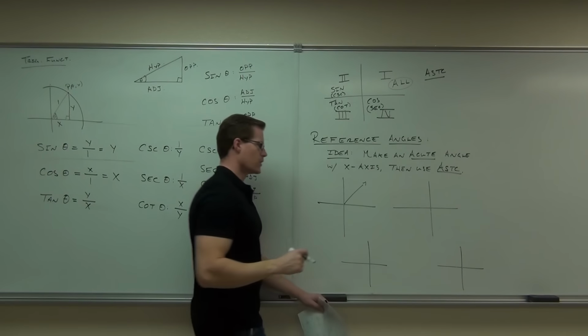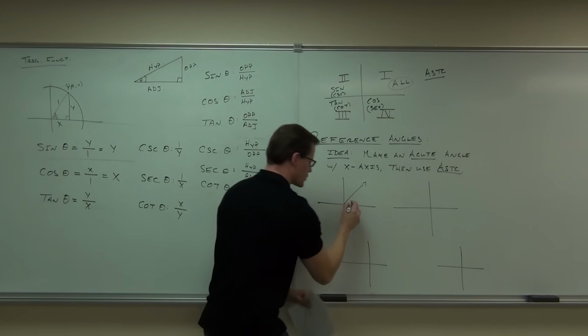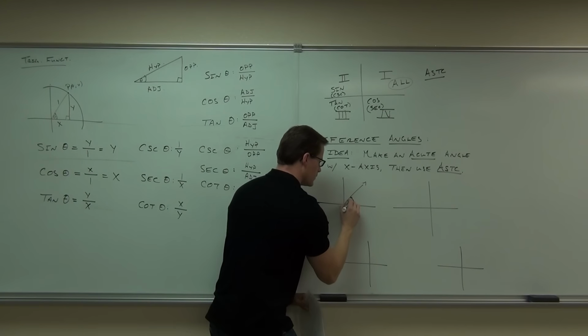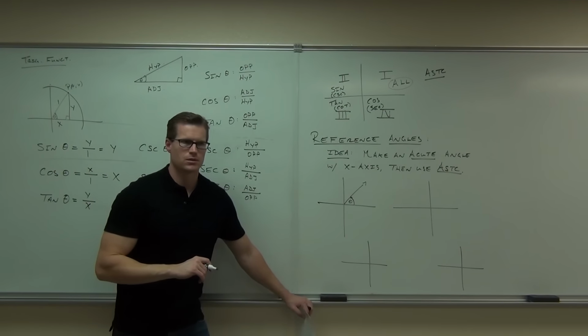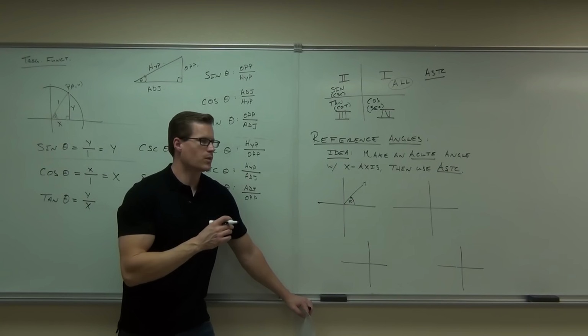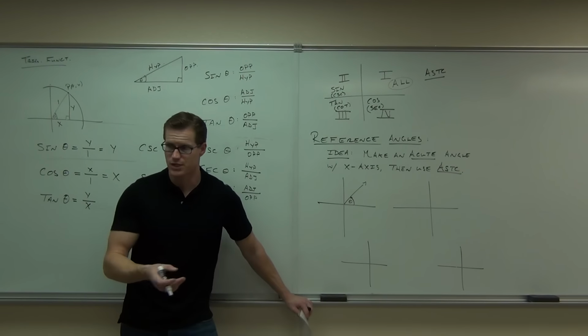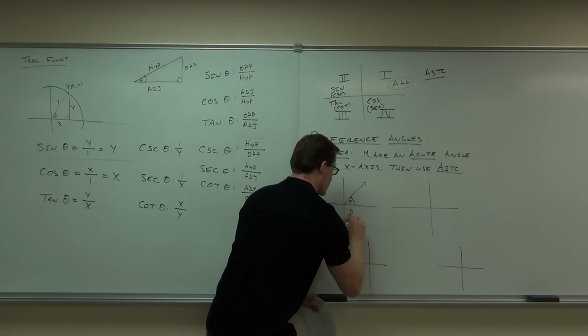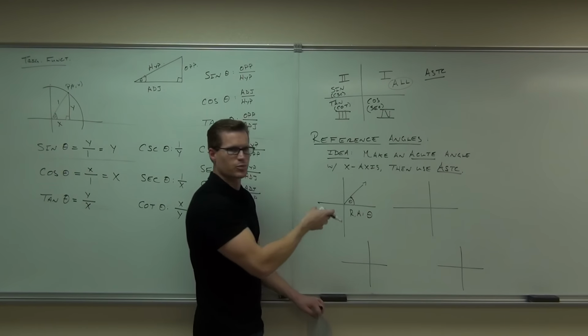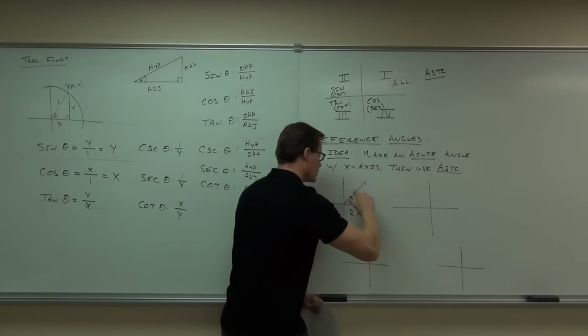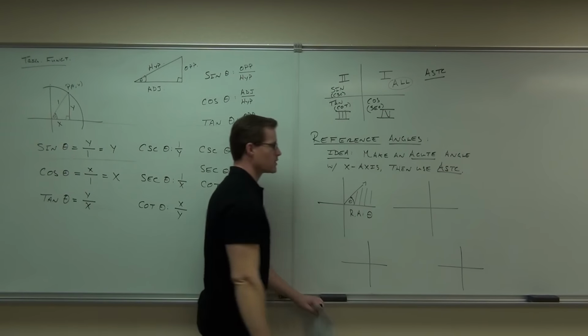Let's say we start with just a regular angle right there. Is the angle acute? Yeah, then we're already done. Then the angle is our reference angle. So right down here, the reference angle would just be theta itself. You don't have to do anything with that, which means you can find the trig function for that angle pretty easily just by using your unit circle. So that would be our reference angle.